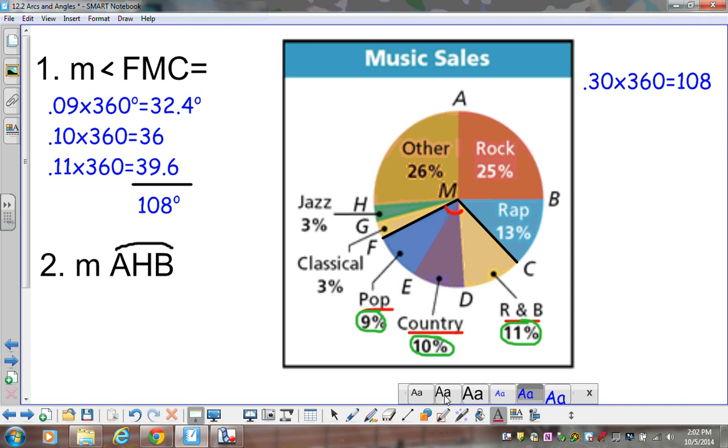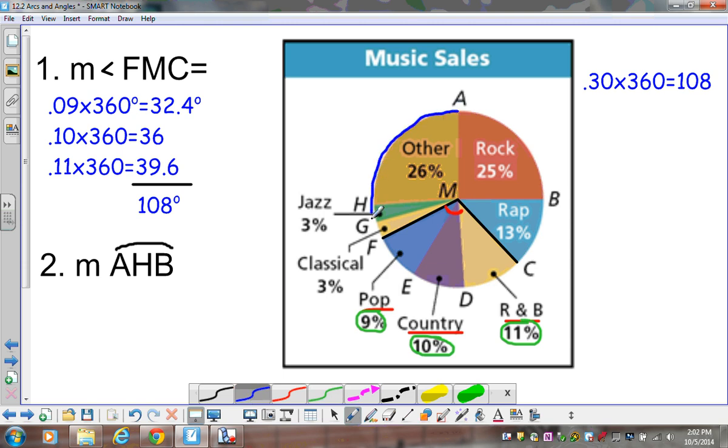Now, if you remember from a couple slides ago, if I use 3 letters, it's probably going to be a semicircle or a major arc. So let's look at that real quick. AHB, so I'm going to go from A over to H, and keep going all the way around to B. If you notice, that's more than half the circle, so it's more than 180 degrees, which means it's a major arc. So once again, 3 letters typically means a major arc or a semicircle.